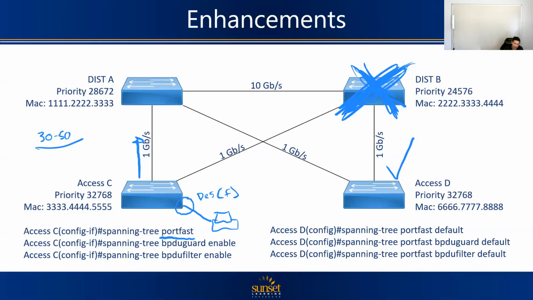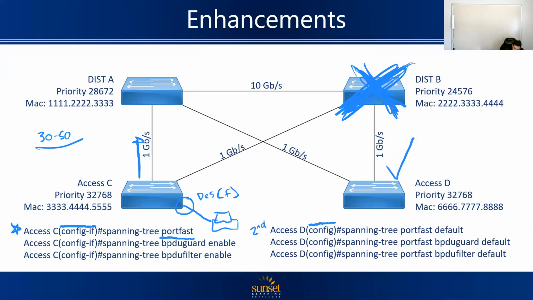One is on access C. Notice how I have a configuration, and this configuration is under config-if. This is under the actual interface configuration. If you were to ask me, I prefer this. The second way to do it, if you look over here in access D, notice where I'm at. I'm under the config, which means I'm under the global configuration.